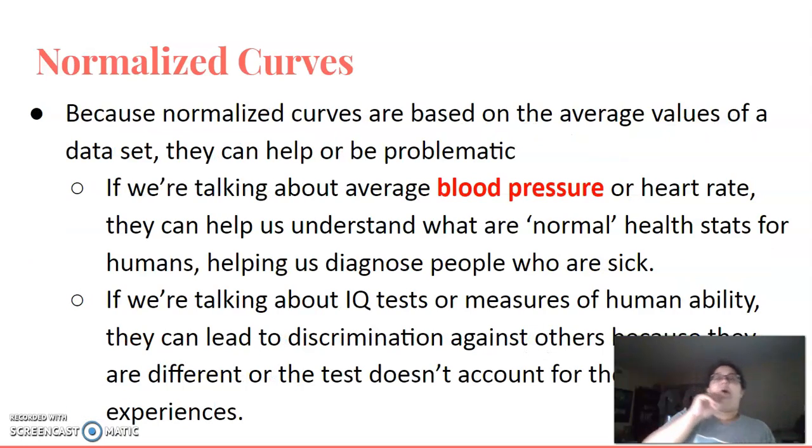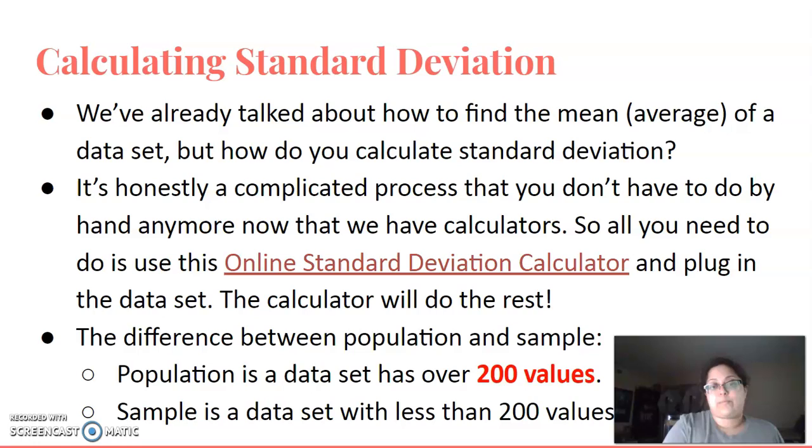Now, I want to talk about the why, okay, or how they can discriminate. Because normalized curves are based on the average values of a data set, they can help or they can be problematic. They're good for helping us know what's normal for a human in terms of health stats and being able to diagnose people who are sick. But when we're talking about IQ tests or measures of human ability, they can lead to discrimination because people are different and the test doesn't account for every person's differences and experiences.